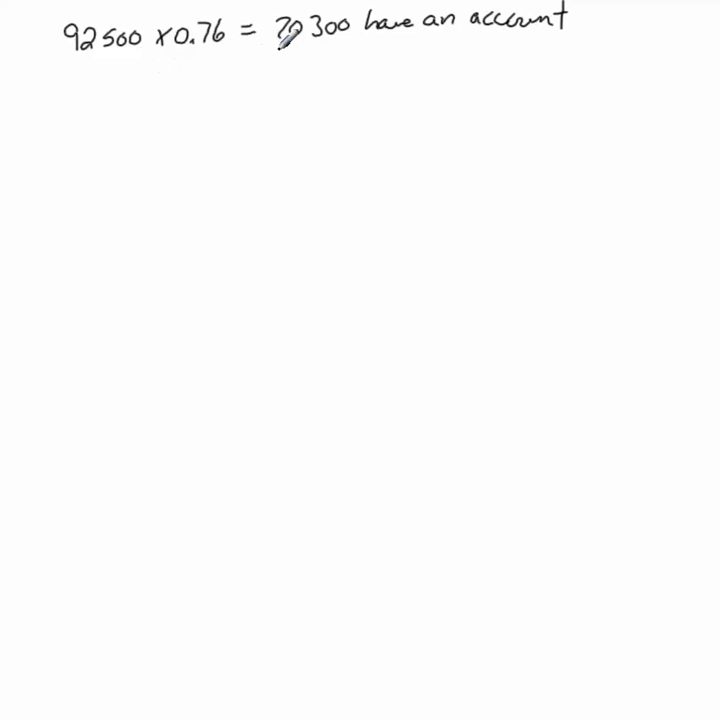But they also state that may not be that number of people, that there is a percentage of error they expect. They don't expect to be right 100% of the time. And what they've said is that they expect a 4% error rate. So 4% of 92,500 people is 3,700 people.